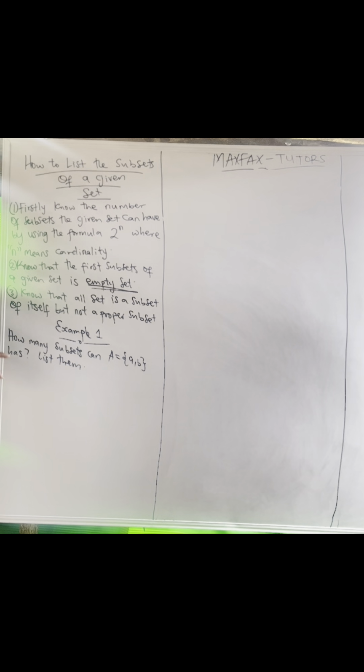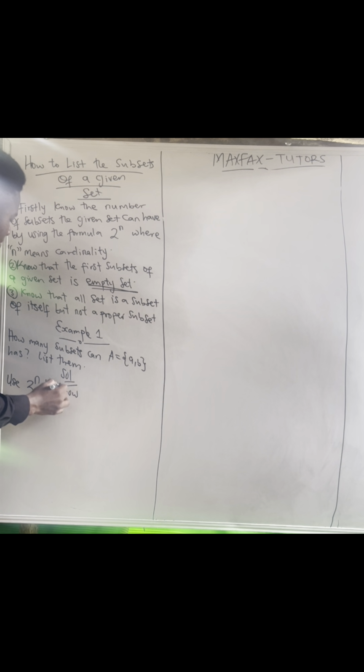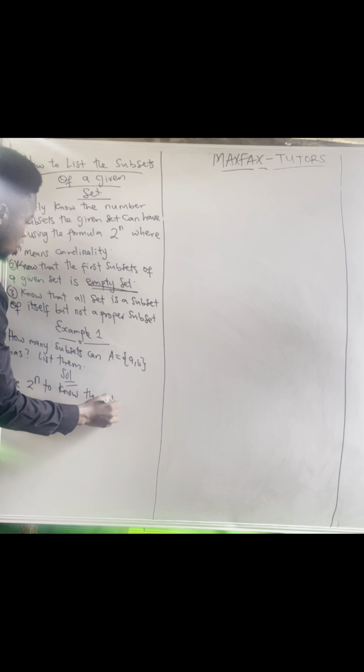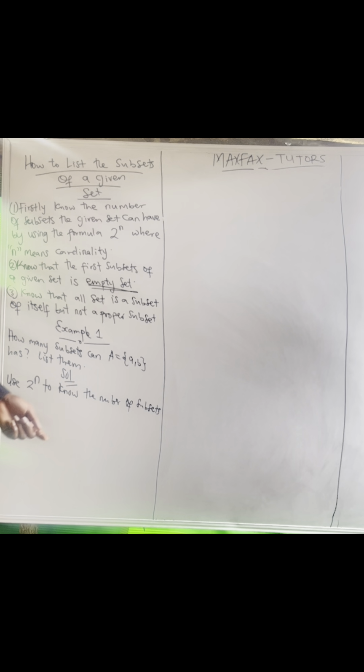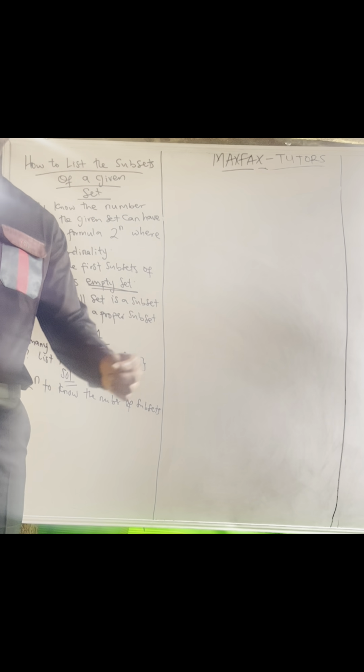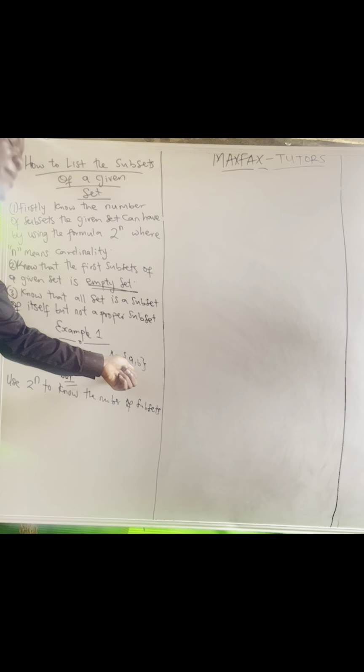Guys, let's look at this example. How many subsets can set A equals {A, B} have? List them. Solution. Now, whenever you want to know the number of subsets that a particular set can have, you have to use the formula 2 raised to power n to know the number of subsets. Guys, what does n mean? That is cardinality. Then what does cardinality mean? It simply means the number of members in that set.